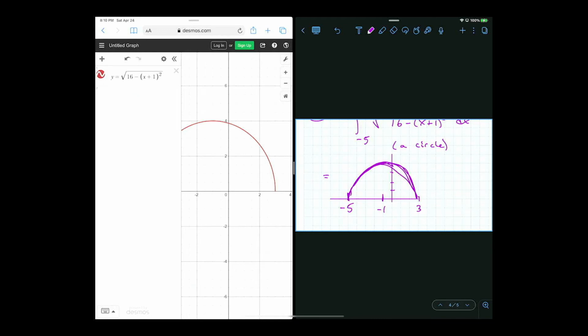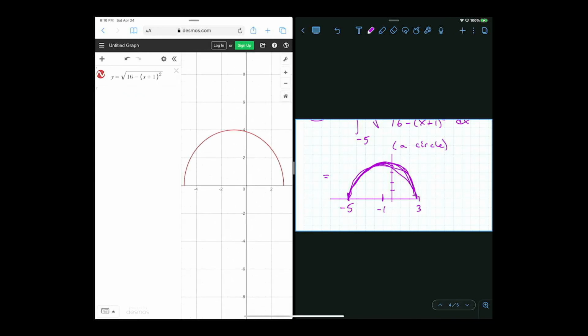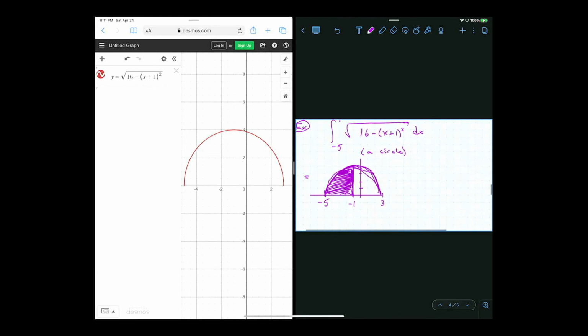That's the worst circle I ever drew in my entire life, right there. But I'm not redrawing it because I'm lazy. So the whole half circle is actually -5 to +3. So the part that we're talking about is only this part. So they are making this a little bit more complicated, right? It's a circle, but actually it's a quarter circle.